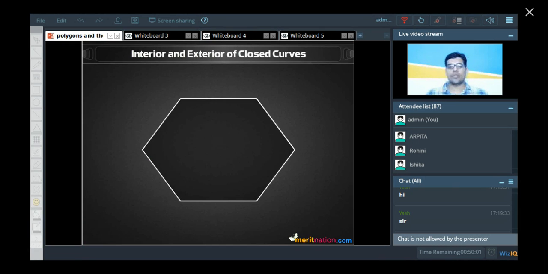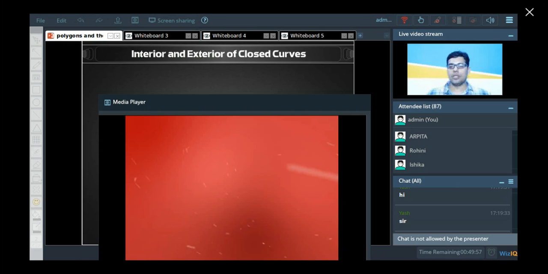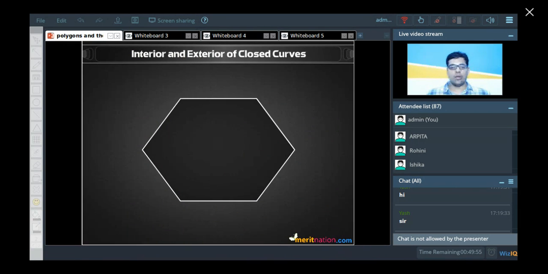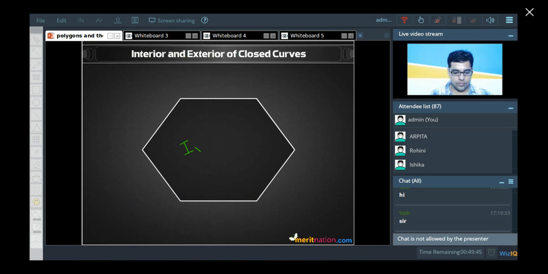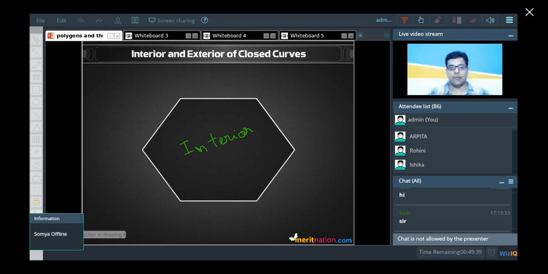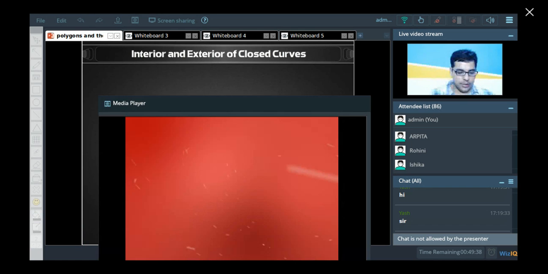After that, next topic is interior and exterior of closed curves. Now here we have a closed curve in front of us, and in this, this is the interior part here. This is the interior part, and here we have the exterior part.